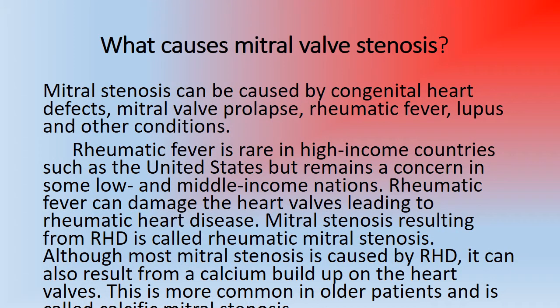What are the causes of mitral valve stenosis? It can be a congenital heart defect, mitral valve prolapse, rheumatic fever, systemic lupus erythematosus, or other conditions. Rheumatic fever is rare in high income countries such as the United States, but it occurs in some low and middle income nations. Rheumatic fever mainly affects the heart walls and leads to rheumatic heart disease, and that finally leads to mitral stenosis. So the main cause of mitral stenosis is rheumatic heart disease.